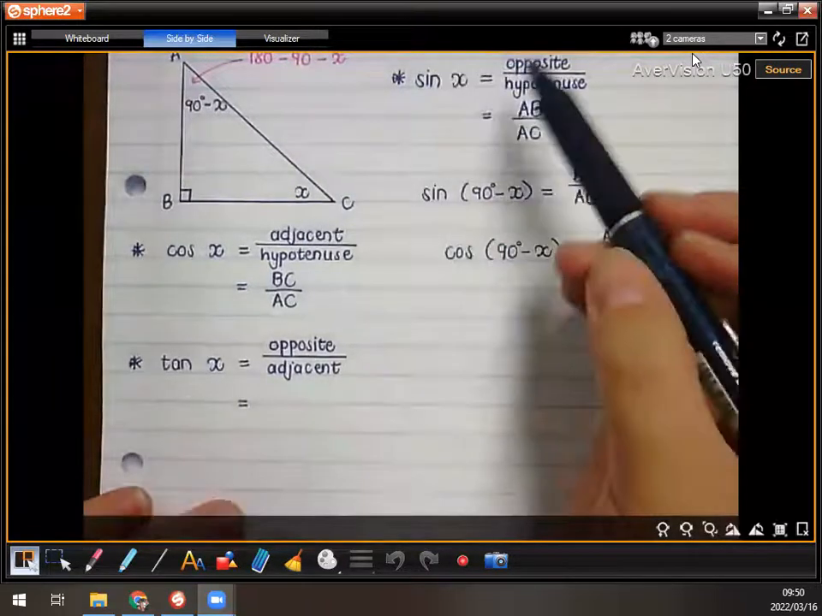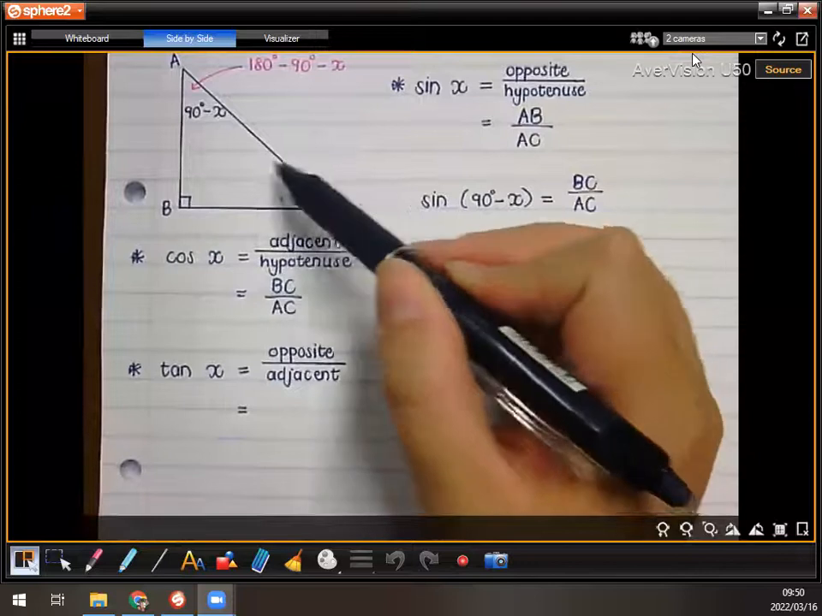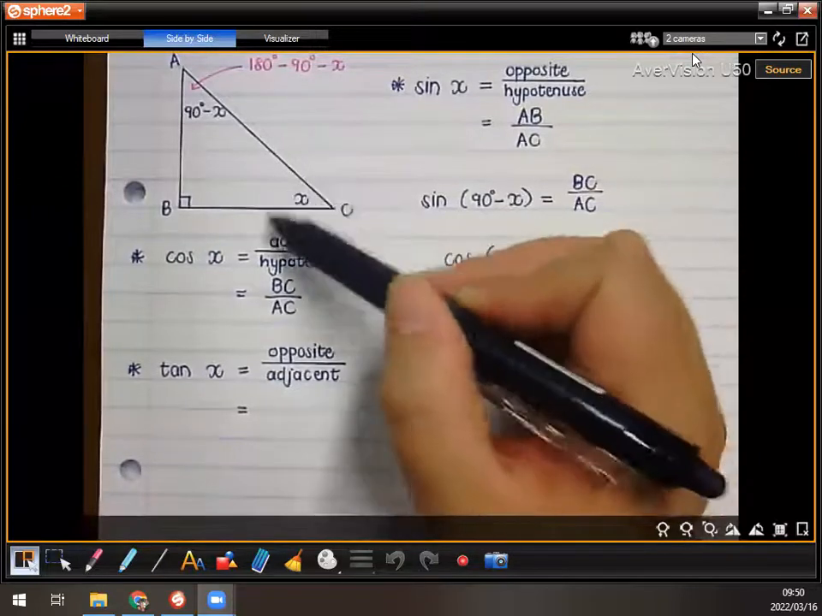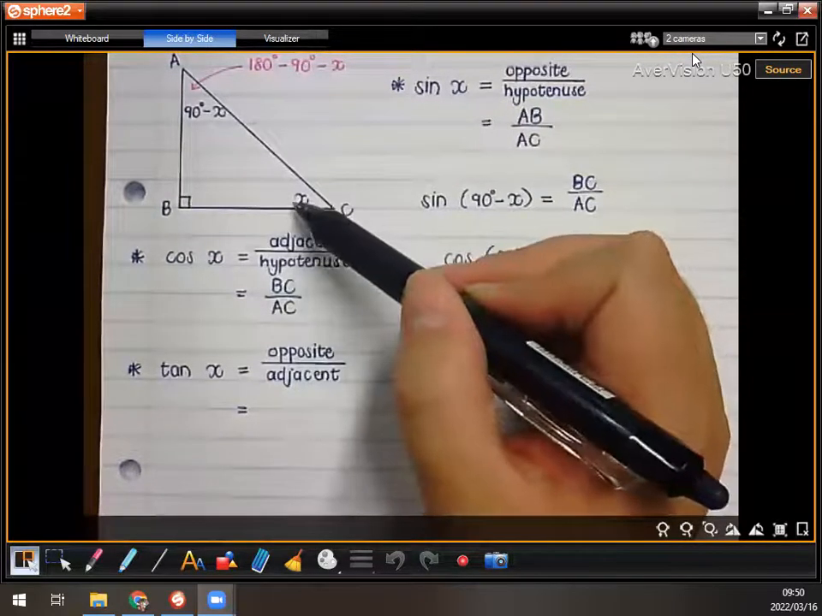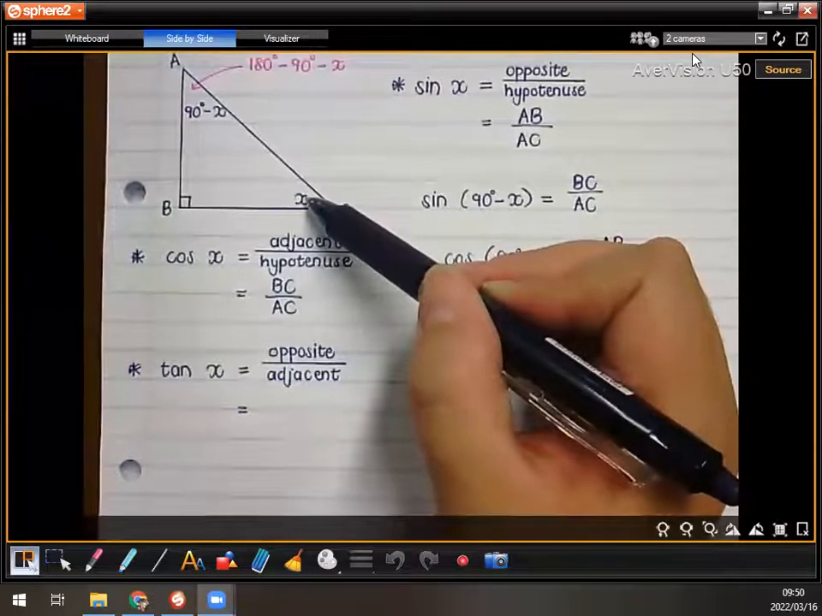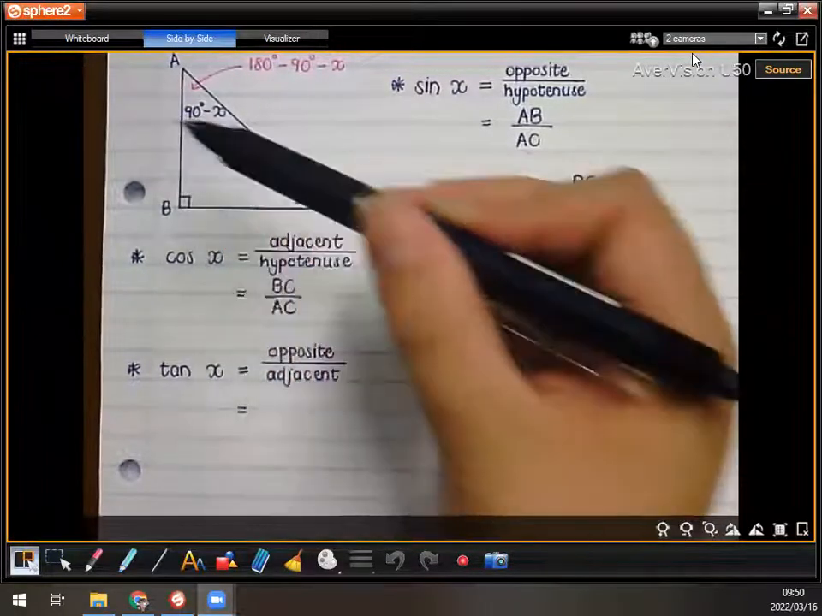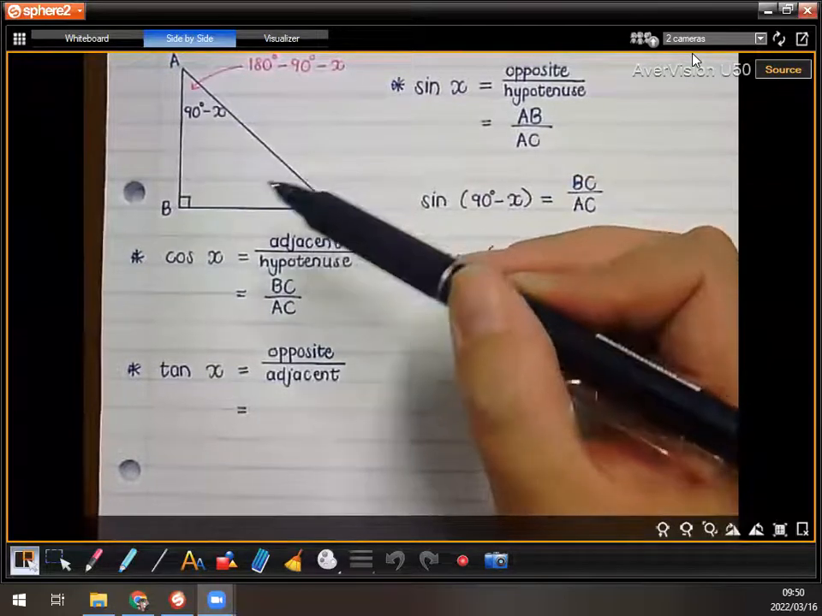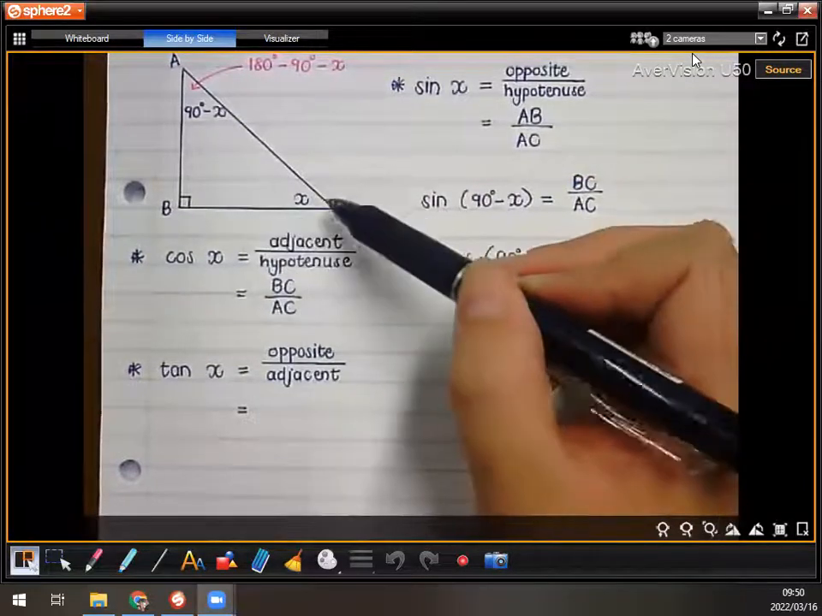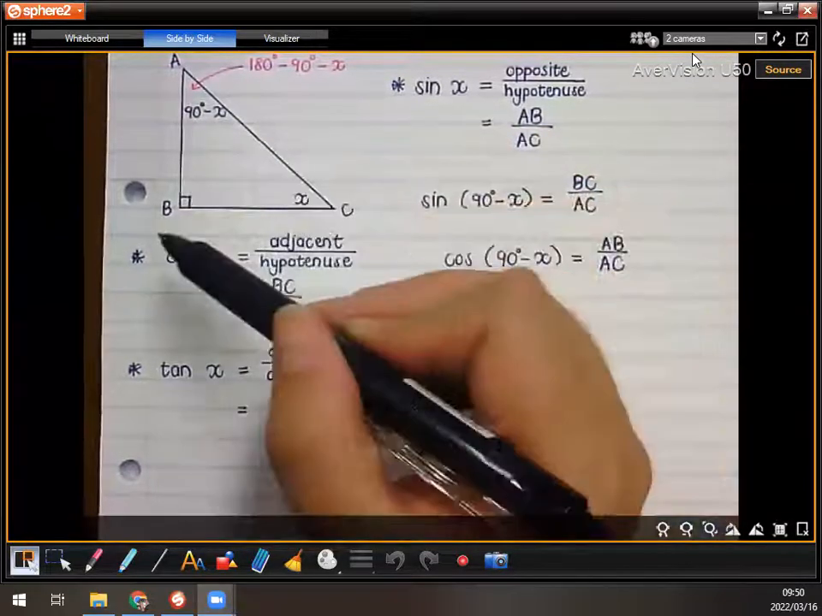All right, so opposite over adjacent. If we're looking at the angle x, the side that's opposite angle x is AB. The side that is adjacent to angle x is BC. So tan of x is going to be AB over BC.